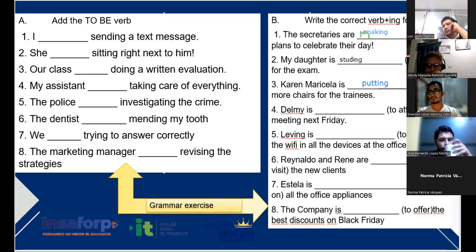Ok, number two. ¿Quién me puso number two? Was Emerson, if I'm not wrong, right? I can't see it. My daughter is, oh, okay.